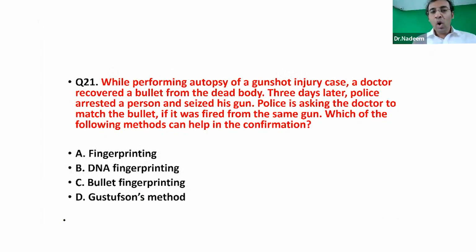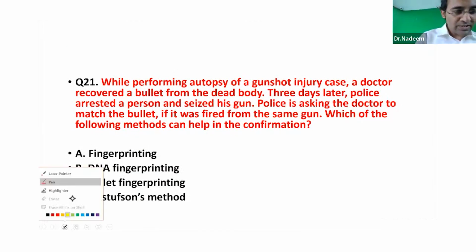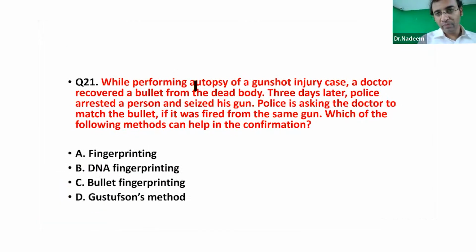While performing autopsy of a gunshot injury case, a doctor recovered a bullet from the dead body. After 3 days, police arrested a person and seized his gun. Police is asking the doctor to match the bullet, to confirm whether it was fired from the same gun. Which of the following methods can help in the confirmation? Do you think DNA fingerprinting?